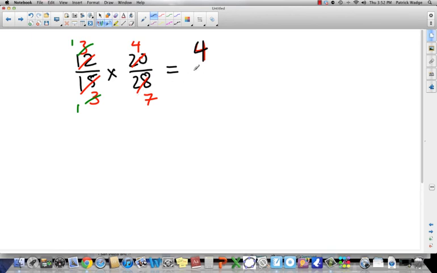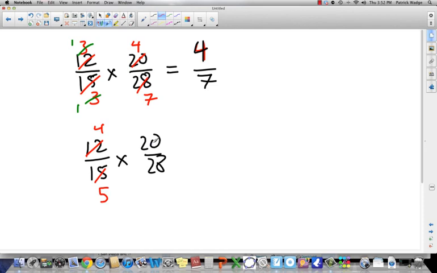And 1 times 7 is 7. So we got our final answer. Okay, very quick. And just to show you, I didn't have to do it that way. You could do all sorts of different simplifying methods here. Let's say this time I simplify these ones first. 12 and 15, I could divide them both by 3. So that'd be 4 and 5. And then I could divide these two. Divide them both by 2. I get 10, and I get 14.